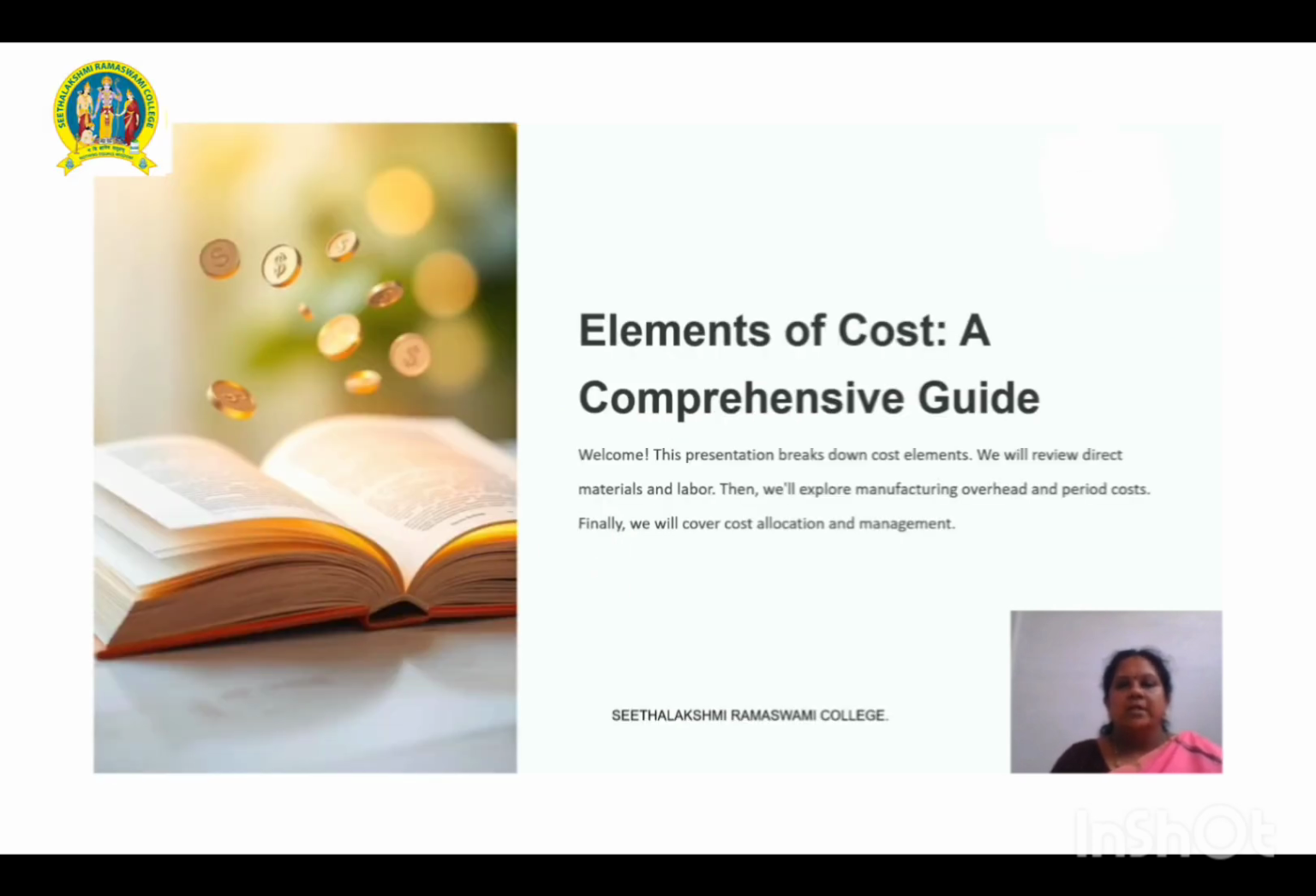Today, I am going to have the topic Elements of a Cost, a Comprehensive Guide.